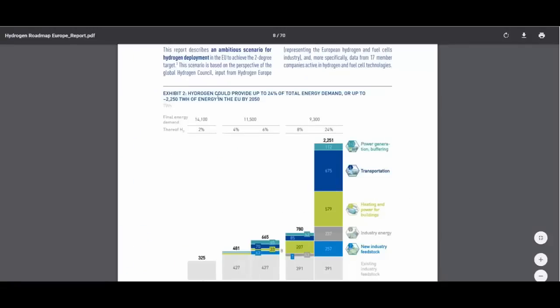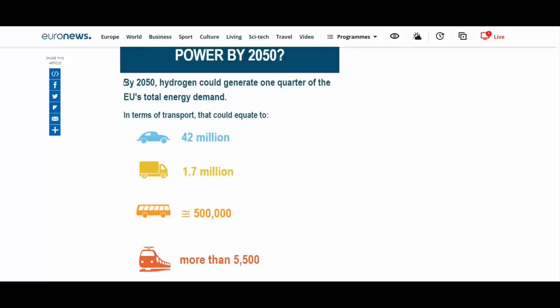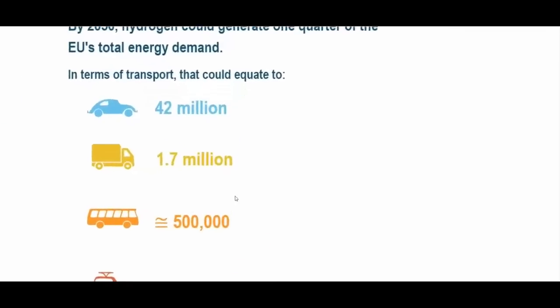Coming back to the report presented by them, it says that hydrogen could provide up to 24% of the total energy demand, or up to 2,250 terawatt hours, which is a unit of energy, in the EU by 2050. That's huge. It means by 2050, hydrogen could generate a quarter of the EU's total energy demand. These numbers show the number of automobiles in Europe which will be hydrogen fueled. And since we are talking about Nikola Motors, who are just producing trucks for now, 1.7 million trucks would be running on hydrogen fuel technology.